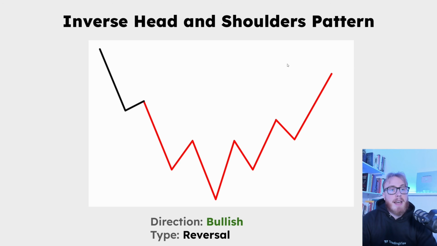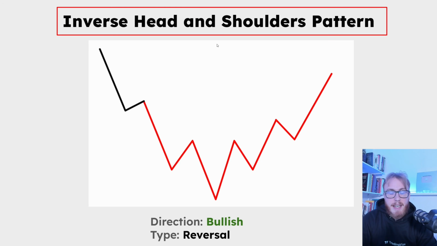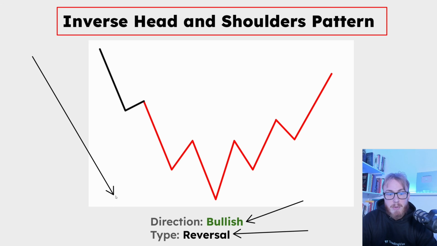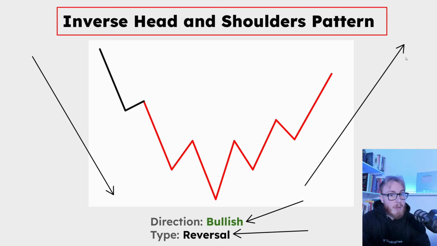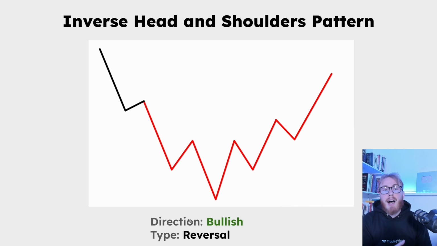So now let's take a look at some specific chart patterns and how you can trade them step by step. And the first pattern I want to show you guys is the inverse head and shoulders pattern. And first of all, what direction is the pattern? Well, this is a bullish pattern, and the type here is reversal. So before this pattern appears, we have a downtrend, then the red part right here is the actual pattern, and the goal of the pattern, since it is a reversal, is to reverse the price from downtrend to uptrend.